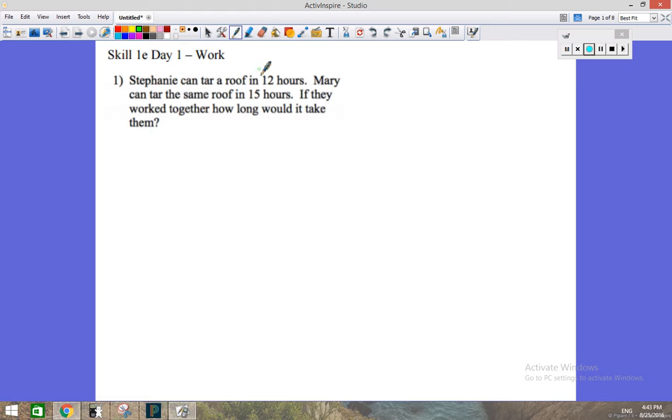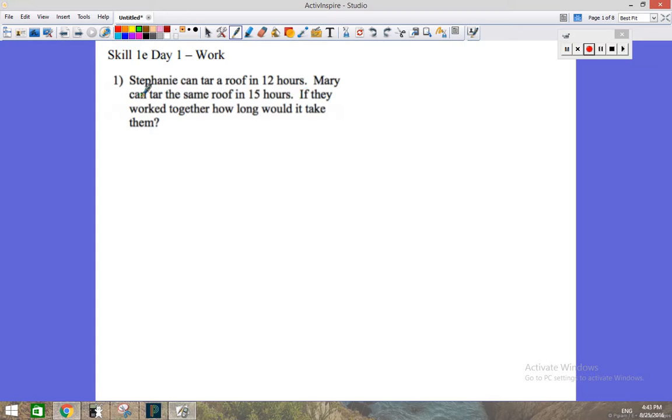We're going to take a look at these work problems. The idea with these work problems is how much work, what part of the job, are you completing on a per unit basis, per unit of time. Like here we're working in hours, so we want to look at each individual and say what part of the job are they completing per hour.